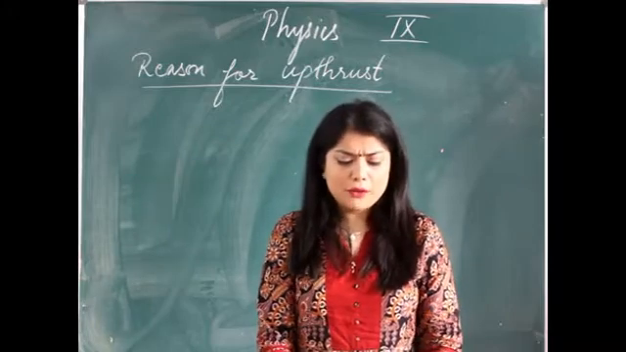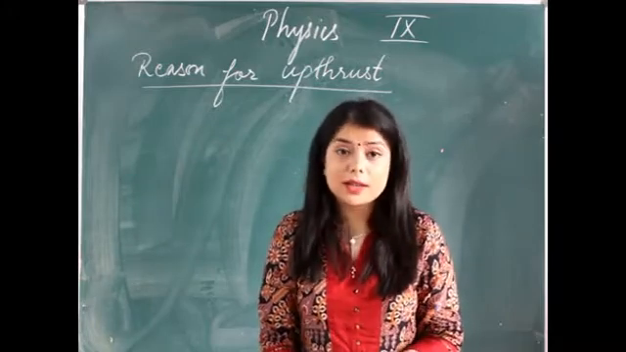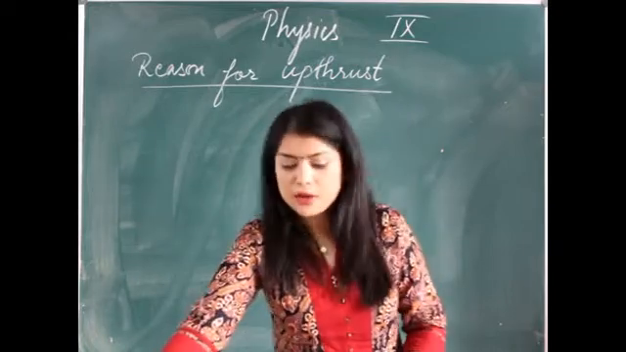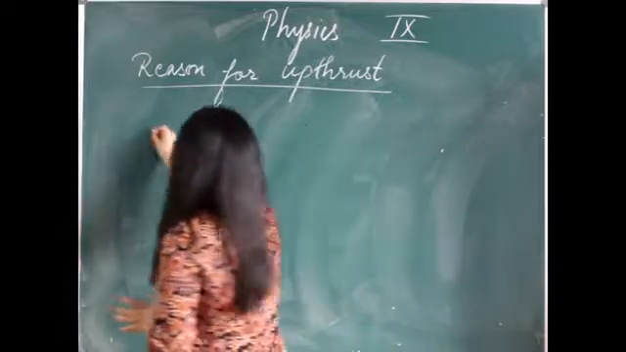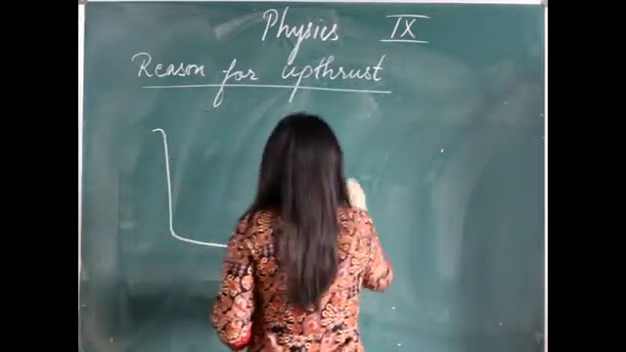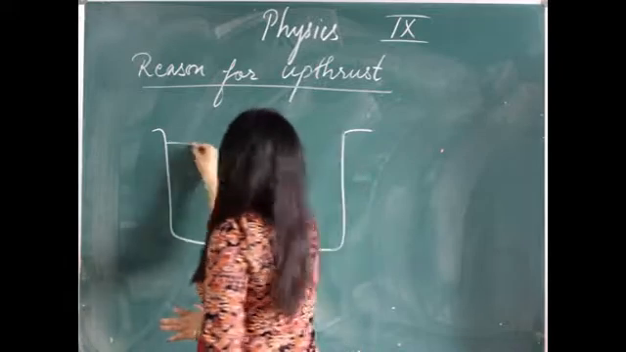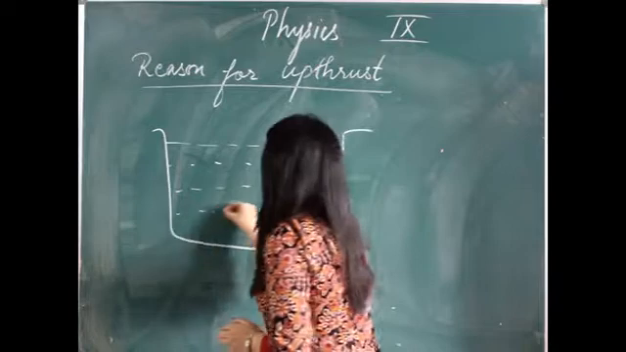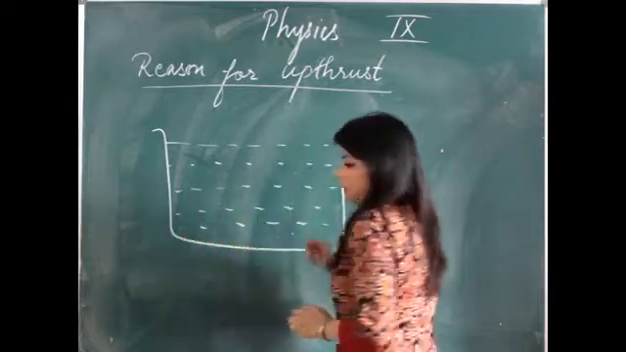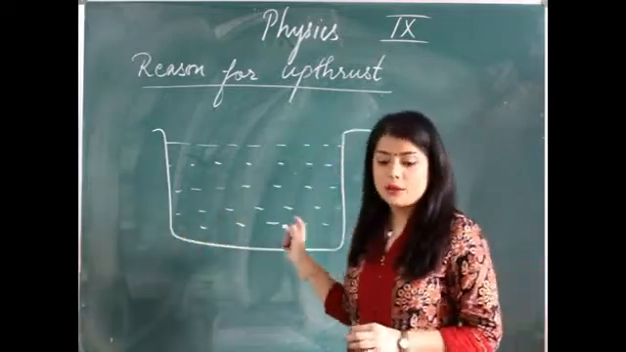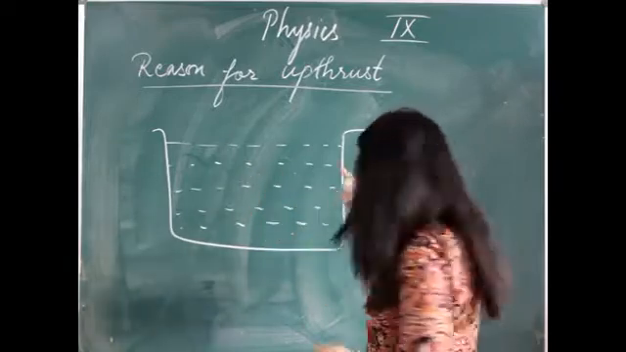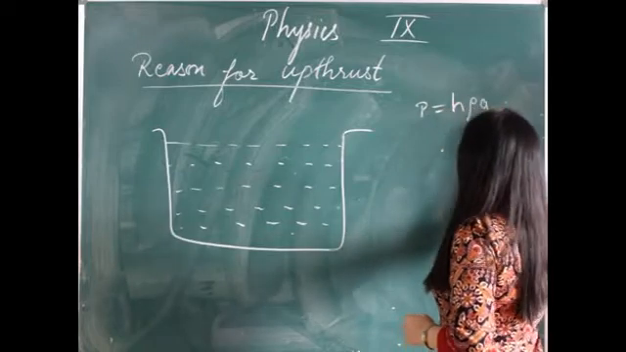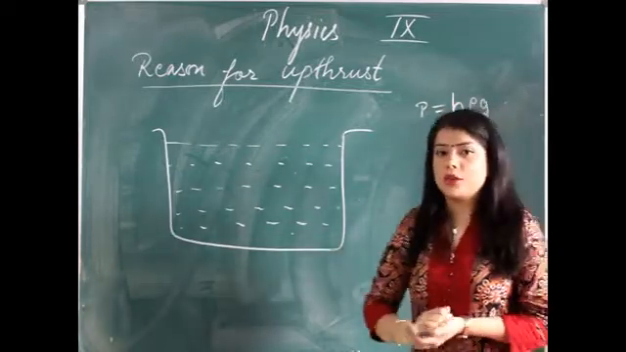Now we have read that a liquid contained in a vessel exerts pressure at all points in all directions. So I'll first of all draw a vessel. If there is a liquid in a vessel, then this liquid exerts pressure at every point. Now the formula for that pressure, which we studied in the previous chapter, was h rho g. This was the formula for the pressure.